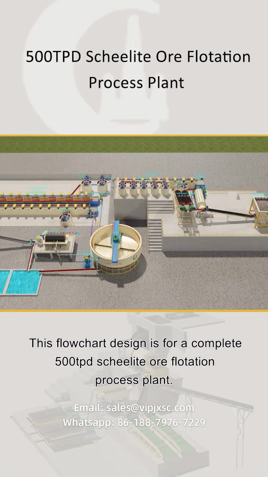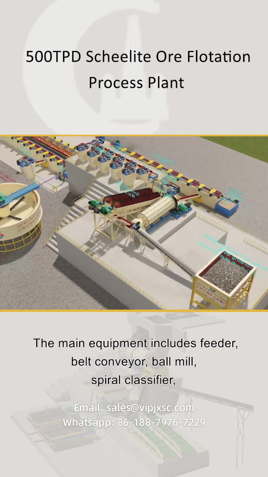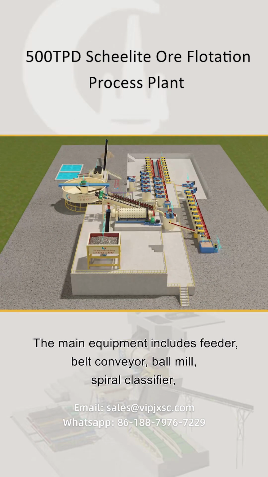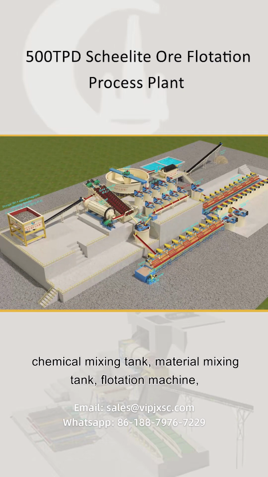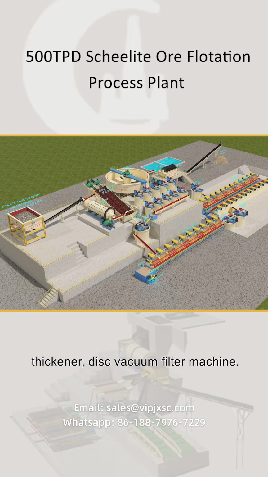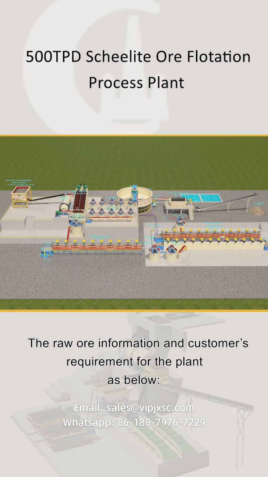This flowchart design is for a complete 500 TPD Scheelite ore flotation process plant. The main equipment includes feeder, belt conveyor, ball mill, spiral classifier, chemical mixing tank, material mixing tank, flotation machine, thickener, disc vacuum filter machine. The raw ore information and customer's requirement for the plant are as below.